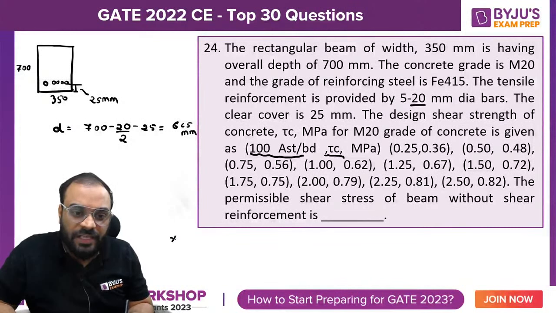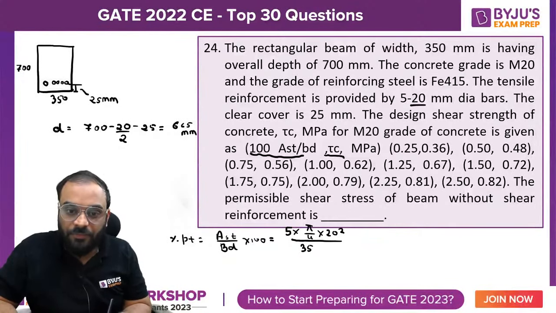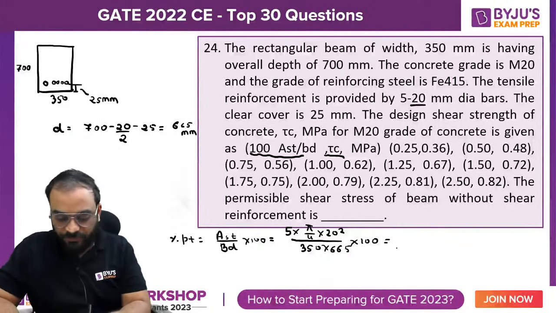Now guys, let's calculate the percentage tension steel. So Ast divided by B into d multiplied by 100. Ast is equal to how much? How many bars do we have? 5, multiplied by pi by 4 multiplied by 20 square, divided by B. B is equal to how much? 350. Small d is equal to how much? 665, multiplied by 100. Just solve this one.